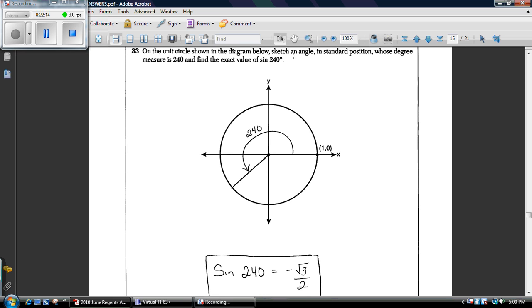On the unit circle shown in the diagram, sketch an angle in standard position whose degree measure is 240. 240 drops you over in the third quadrant. You always must start right here. If you have a positive degree amount, you go counterclockwise. If you have a negative degree amount, you still start here, but you go downwards.